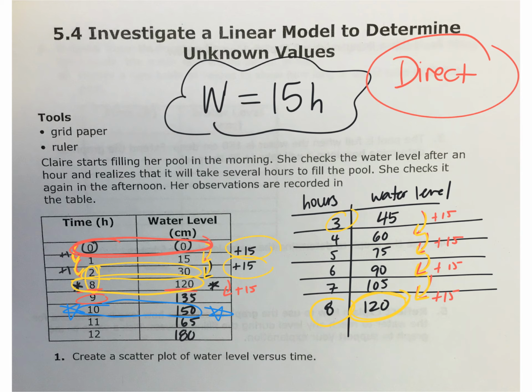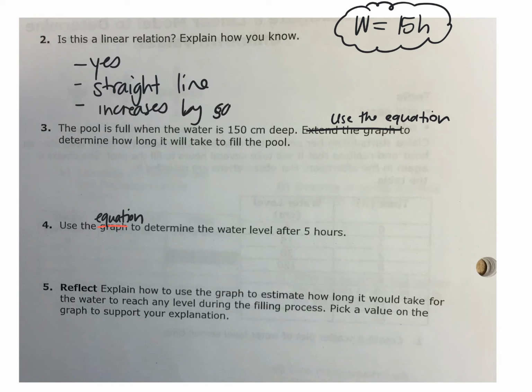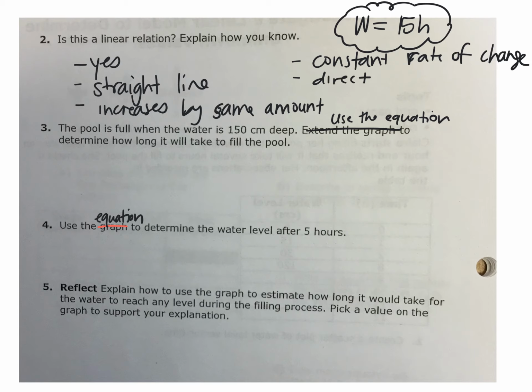You could use the table or you can use the equation. Is this a linear relation, yes or no? Yes. How do you know? Because it goes up by the same number. It's a straight line, yes. It goes up by the same amount every time. So it increases by the same amount, which means it has a constant rate of change. And we also discussed that it was direct. If it's a direct relationship, we automatically know it has to be linear. It goes up by 15 centimeters for every hour.